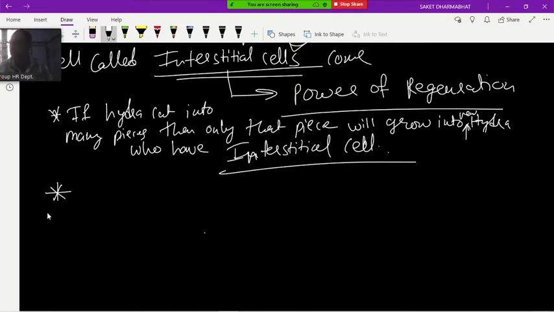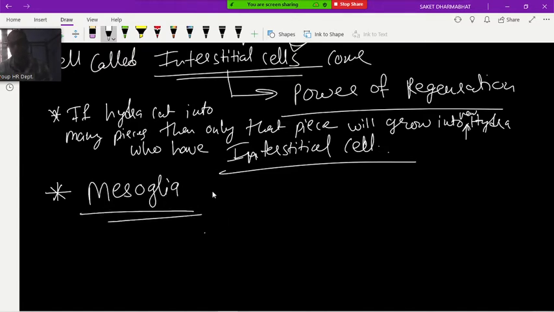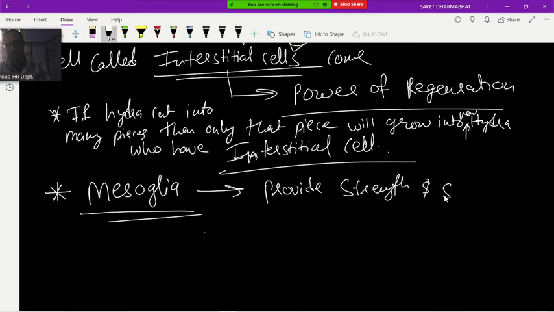Next, nidoblast cell, understood? Okay. Now, you know mesoglea. What is the use of mesoglea? Where is the mesoglea found? Fiber. It is present between the ectoderm and the endoderm, sir. It provides strength and support to the body wall.